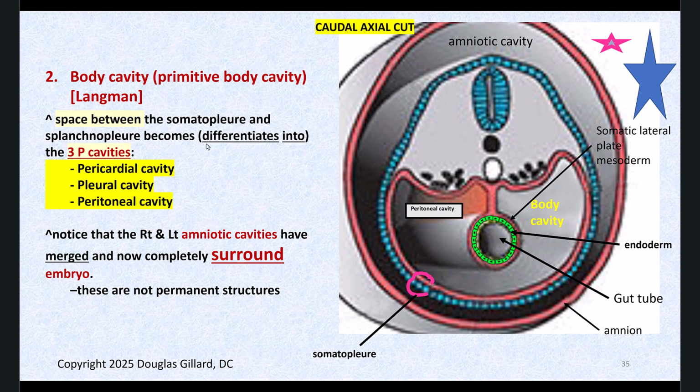Yep, we talked about the 3 P cavities: pericardial cavity, pleural cavity, and peritoneal cavity. So the space in between the body cavity walls will become these cavities. So if we're talking abdominal cavity here, this will be the peritoneal cavity. See how that works.